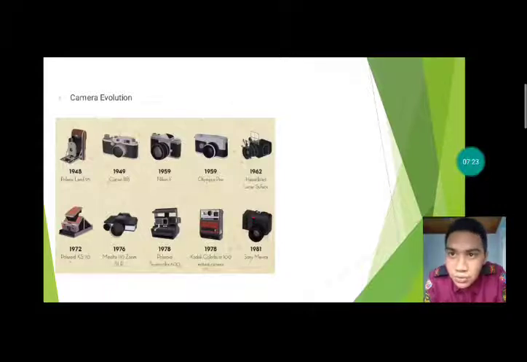Next is 1962, the Hasselblad Lunar Surface, a camera with a viewfinder in the front. In 1972, the Polaroid SX-70 was created. The next is 1976, the Minolta 110 Zoom SLR, a modern camera. It's like an evolution from year to year. Next is 1978, the Polaroid Super Color 600.